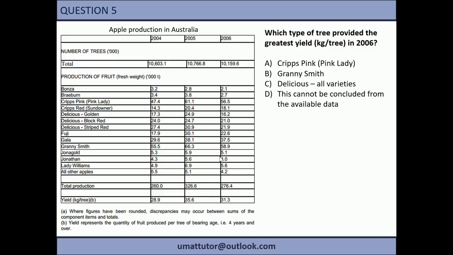You may be tempted to go for, say, Granny Smith, because you can see here that Granny Smith produced the most in 2006 in terms of the raw number. But for all we know, Granny Smith may have also had the greatest number of trees to produce that fruit. And in the end, we're interested in the yield in terms of kilograms per tree. So you have to take the total amount in kilograms and divide it by the total number of trees, which we don't have. So the answer is D.